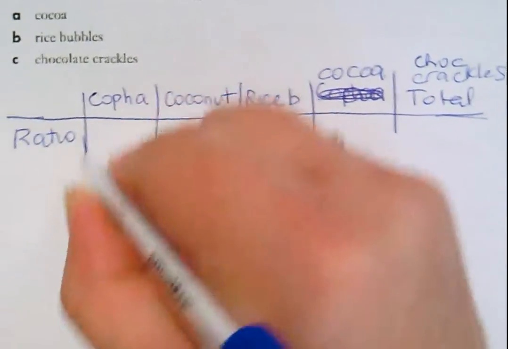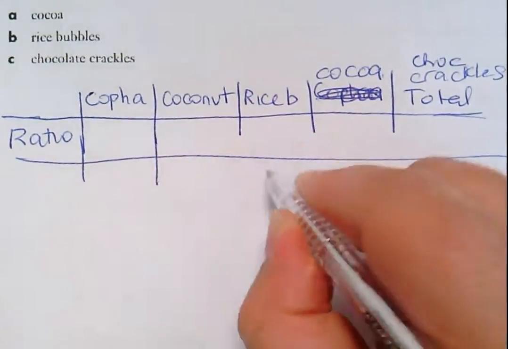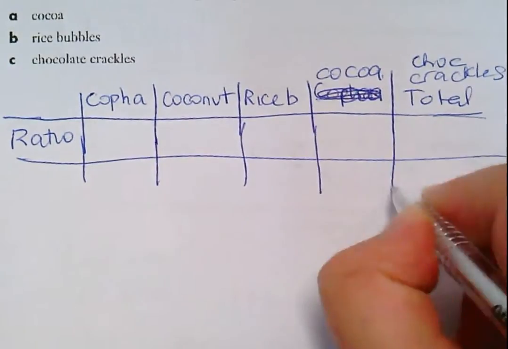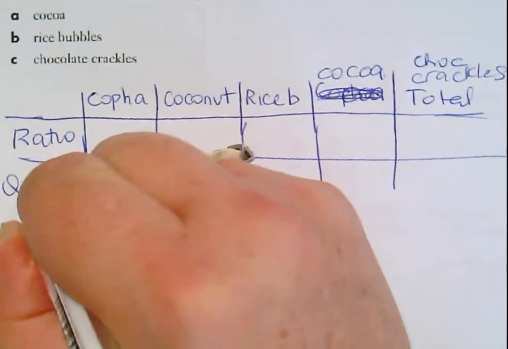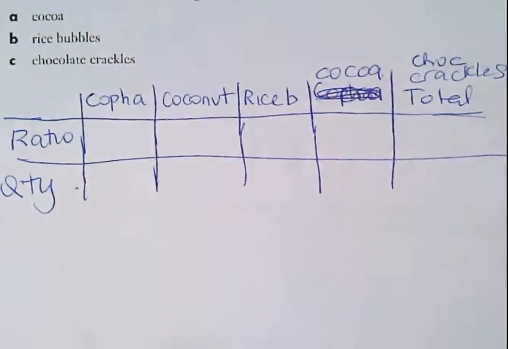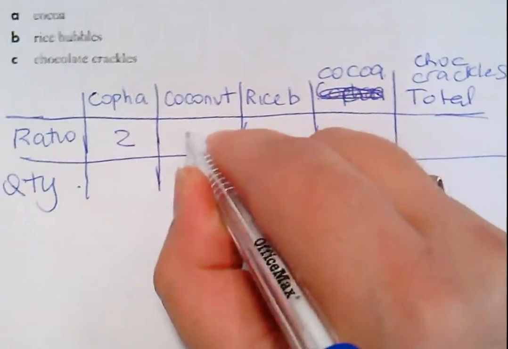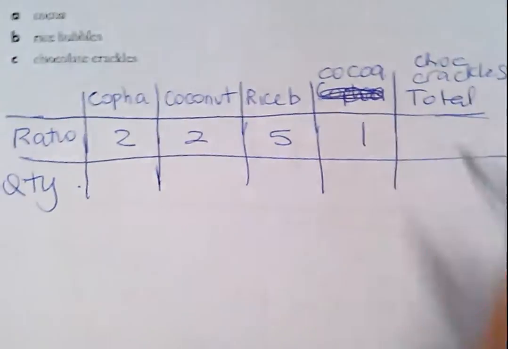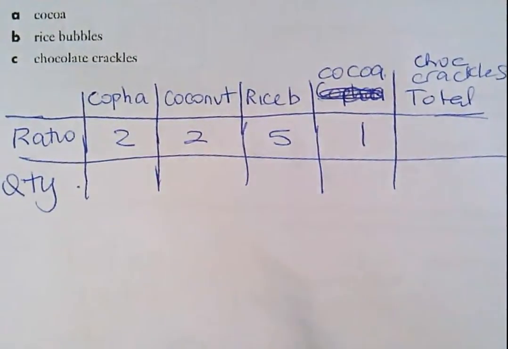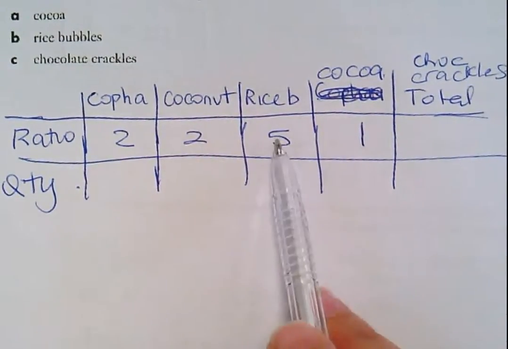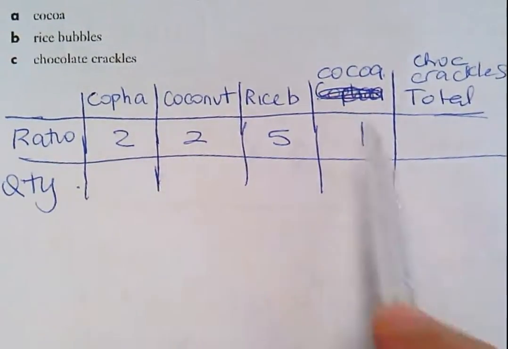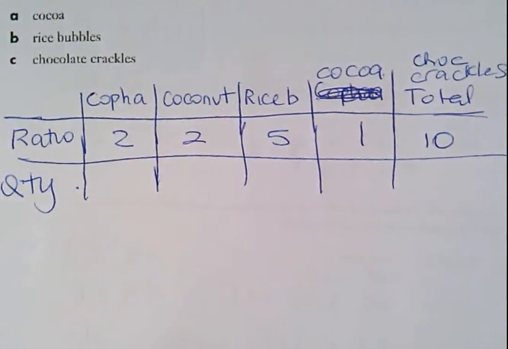Good. And then on the next line, I'll put quantity. Do you get it? Or the grams. Then I'll put quantity. QTY means quantity. All right? What's the ratio? We go 2, 2, 5, 1. Always do a total. What have you got? 5, 6, 7, 8, 9, 10 is the total. 10 parts.